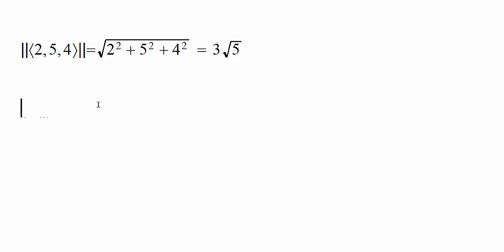So the length of this vector is how much? The length of the vector, or length of the line segment, or the magnitude of the vector is 3 square root of 5. So to obtain a unit vector in the direction of our given vector, all we have to do is multiply the vector by the reciprocal of the magnitude, or a unit vector in the direction of the given vector is this vector.